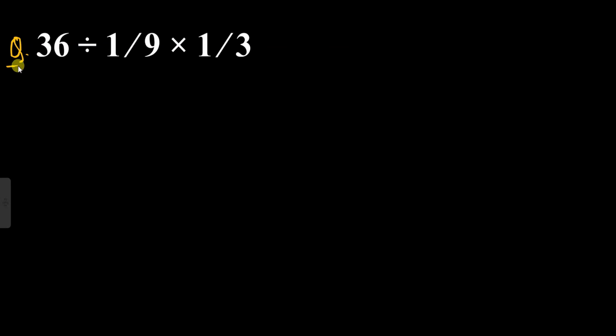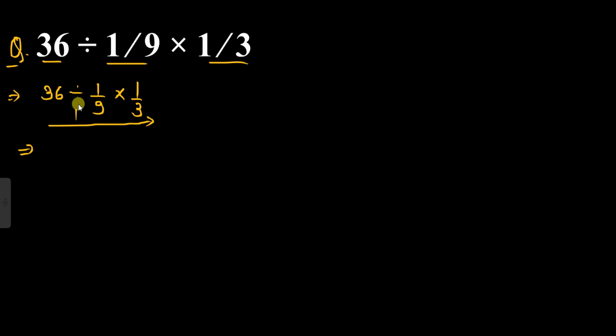Here's the question. 36 divided by 1/9 times 1/3. Let's write it in the correct format. 36 divided by 1/9 times 1/3. Now, if we check from left to right, we'll give priority to division first and multiplication comes second.